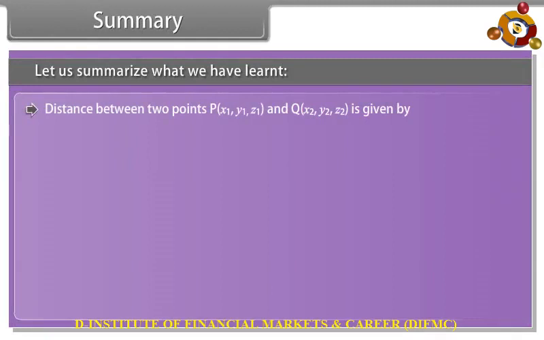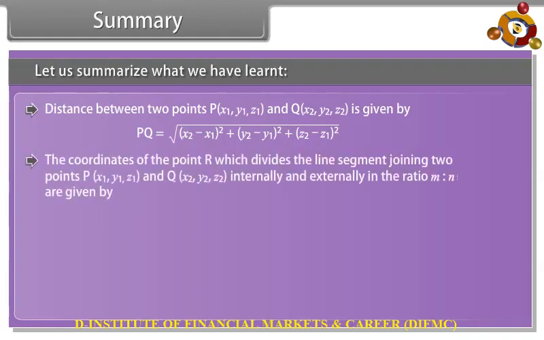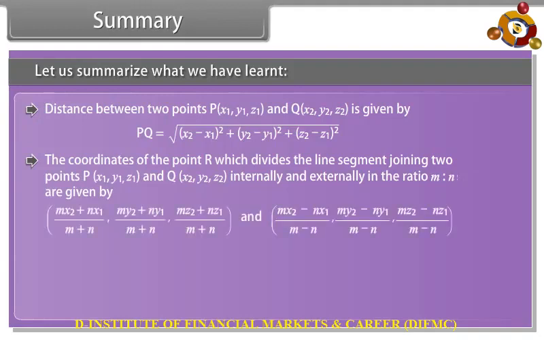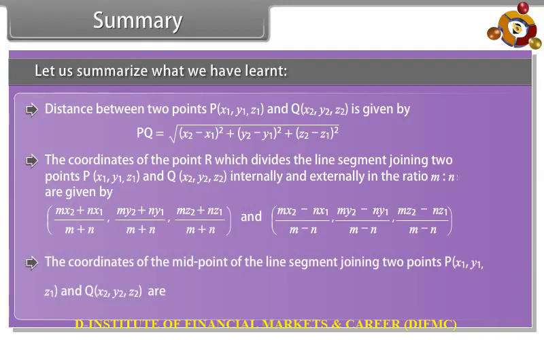Distance between two points P (x1, y1, z1) and Q (x2, y2, z2) is given by the formula shown. The coordinates of the point which divides the line segment joining two points P (x1, y1, z1) and Q (x2, y2, z2) internally and externally in the ratio m:n are given by the formulas shown, and the coordinates of the midpoint of the line segment joining the two points P (x1, y1, z1) and Q (x2, y2, z2) are as shown.